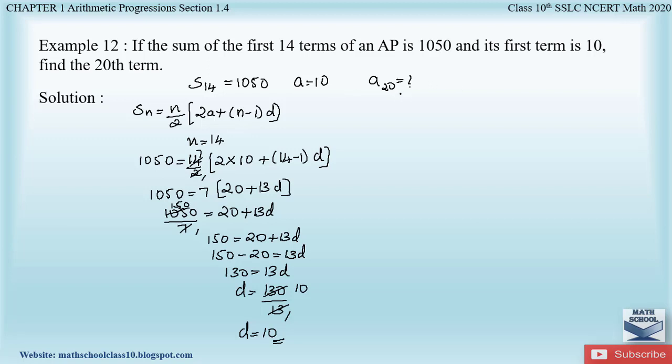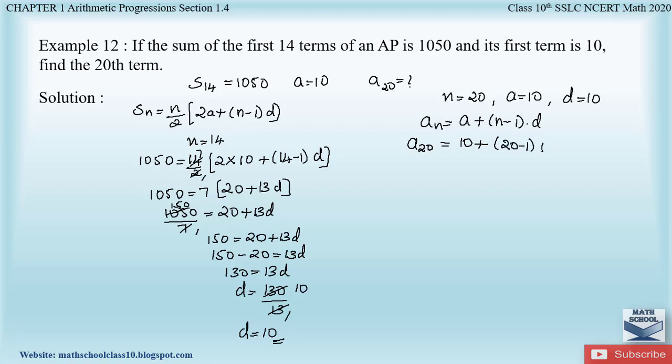Since they are asking us the 20th term, n value will be equal to 20, a value we know that is 10, and d we found out that is also equal to 10. So nth term formula, an is equal to a plus n minus 1 into d. Now let us substitute these values in the equation and find out the 20th term. So a20 is equal to a is 10 plus n is 20 minus 1 into d is again 10.